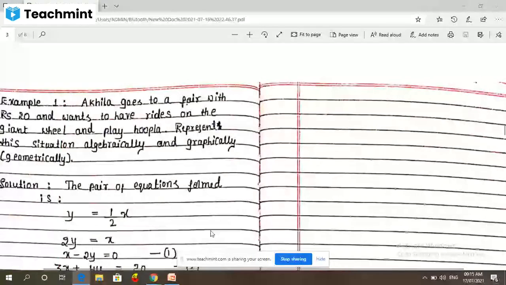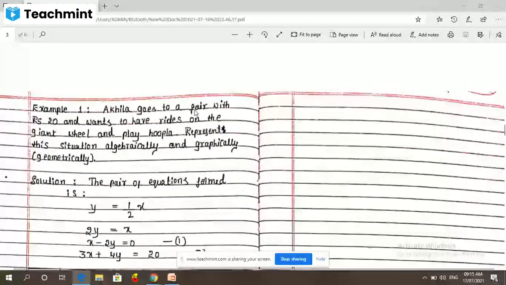See here, example 1. Akila goes to a fair with rupees 20 and wants to have rides on the giant wheel and play hoopla. Represent this situation graphically and algebraically. Algebraic representation means we have to express this in the form of an equation. Then after getting that, we have to solve the two equations graphically. You all know how to solve equations graphically very well.